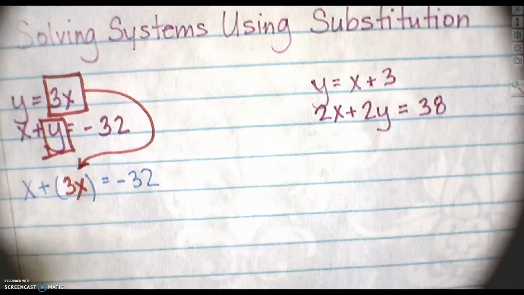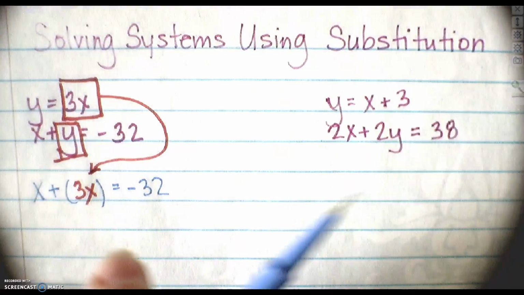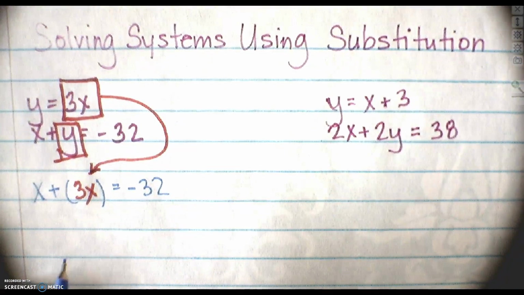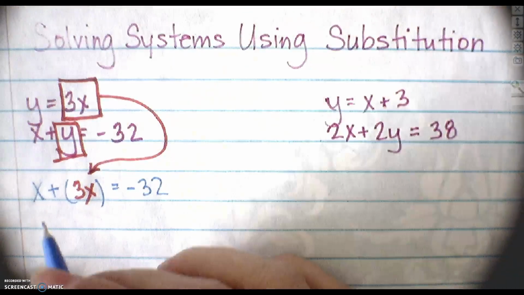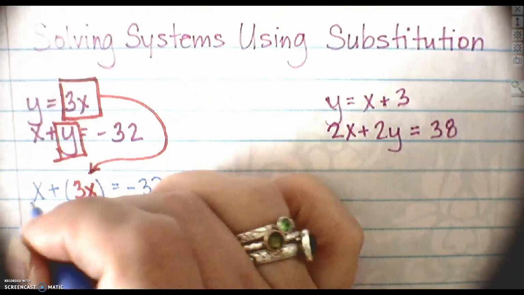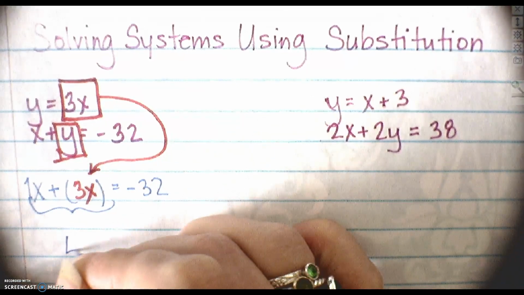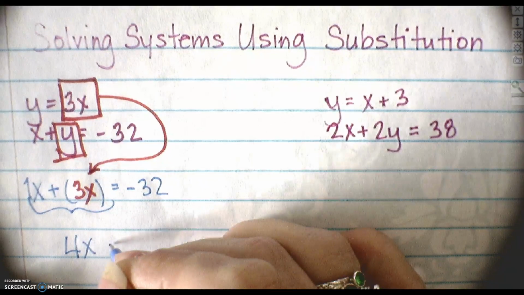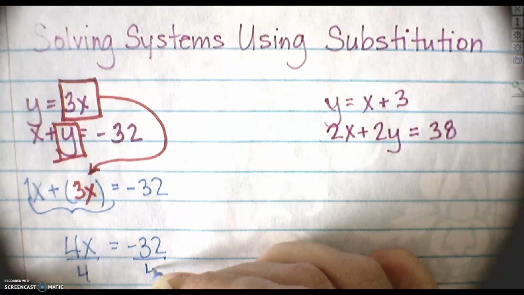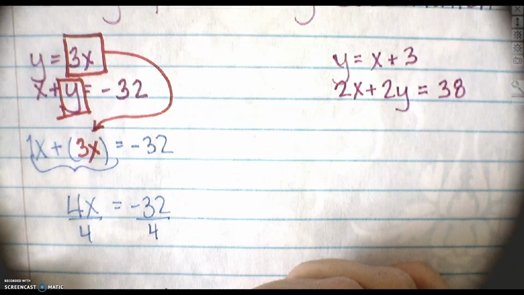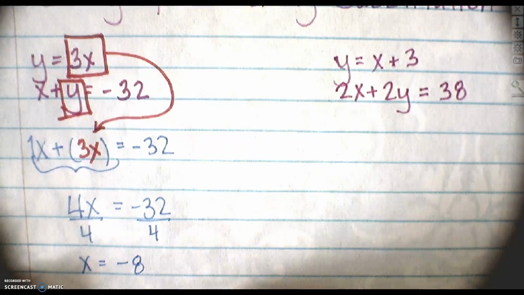Once I have substituted what y equals, I just have a regular equation that I can solve for x. We all know how to do that by using all of the tools, inverse operations. In this case, we can combine like terms. This is 1x plus 3x, which is 4x. And then we can divide each side of the equal sign by 4 to get x equals negative 8.